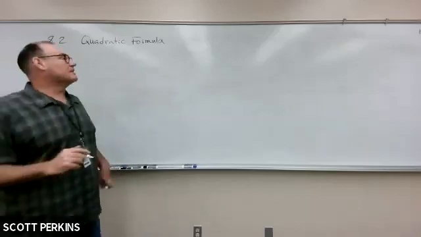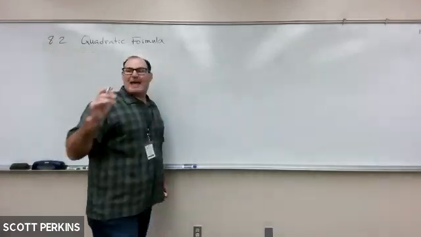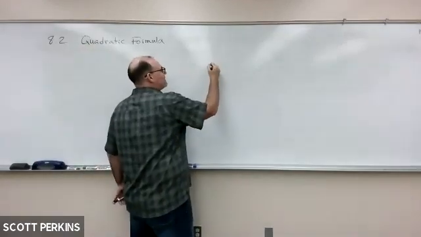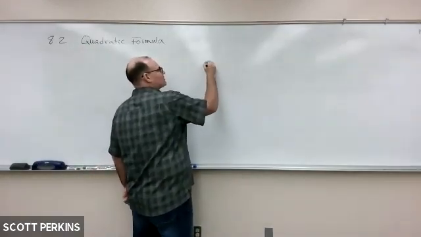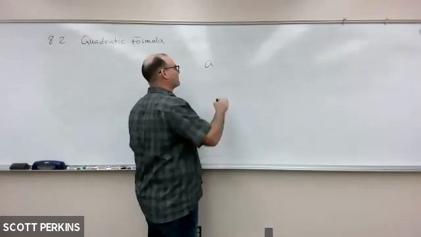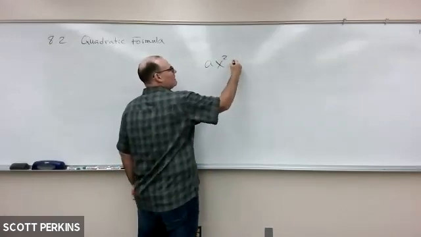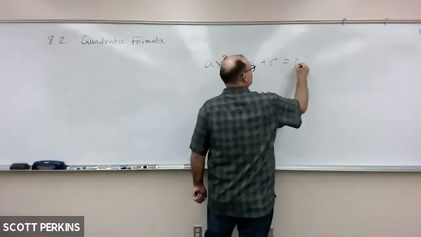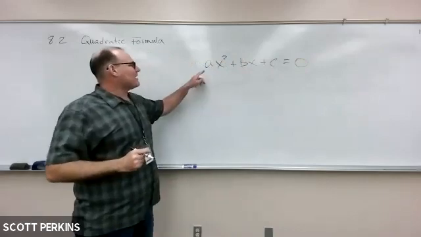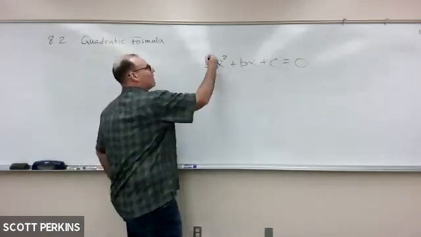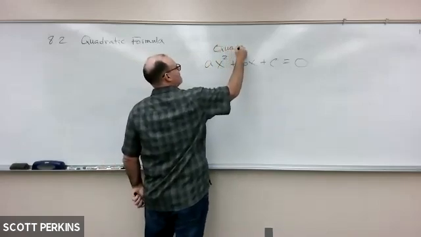Just to refresh your memories, if an equation has a degree of 2, an exponent of 2, and it's like this, ax squared plus bx plus c is equal to 0, it is called a quadratic equation. So we did this way back in chapter 5 when we were talking about factoring.